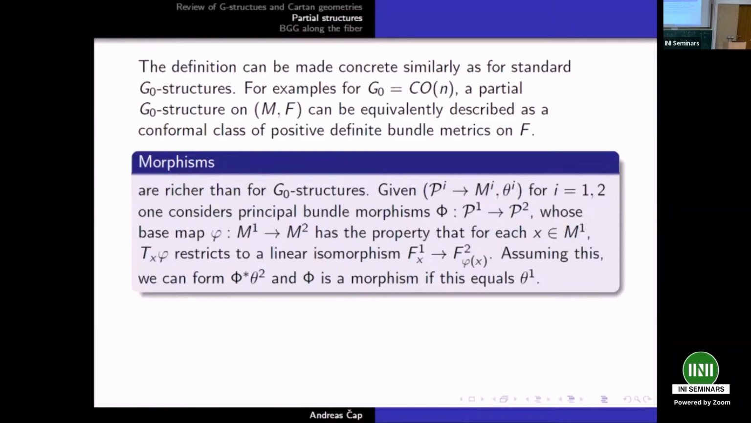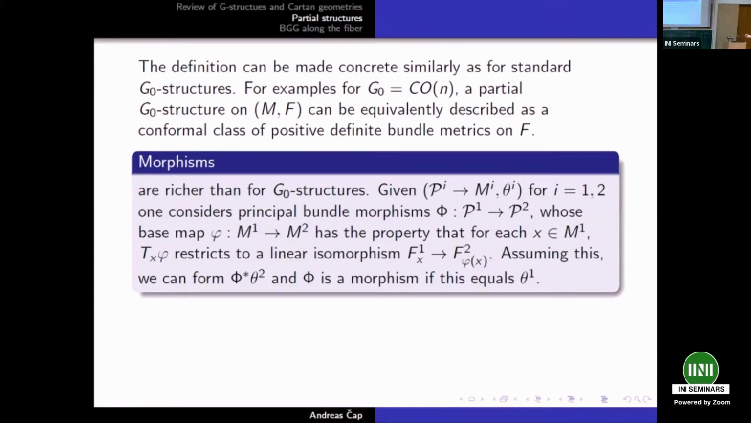Okay, so what you have to note is that morphisms of such partial G0 structures are much richer than morphisms of ordinary G0 structures. Because more or less by definition, if you talk about G-structures, you require a local diffeomorphism on the base and some lift to the total space of the principal fiber bundles. Here, this local diffeomorphism condition is not necessary. So if you have two such structures, you can talk about principal bundle homomorphisms, and the requirement for the base map is that for each point x, the tangent map restricts to a linear isomorphism from F1 at the point x to F2 at the point phi of x. So you need that the distributions are preserved, and that on the distribution it restricts to a linear isomorphism. But what happens outside of the distribution is completely irrelevant.